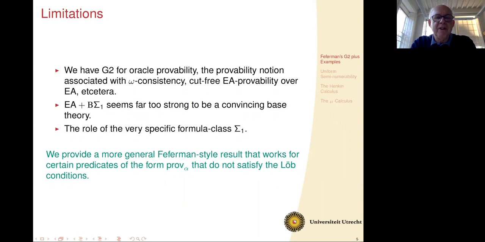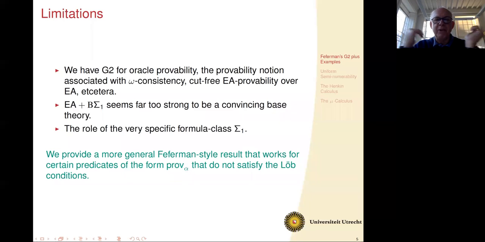If you look at the Feferman style formulation, you see that it has some restrictions. We know that we have the second theorem for oracle provability, the provability notion associated with omega consistency, cut-free provability, and so on. Of course, EA, elementary arithmetic plus Σ1 collection, is a rather strong base. We would like to have something weak like S^1_2. And certainly there is the role of this specific formula class Σ1. So what I'm going to show you is a somewhat more general result, but it's still Feferman style. It works for predicates of the form Prov_α, where the α will satisfy some further condition. But for example, we do not need that provability here satisfies the Löb conditions.